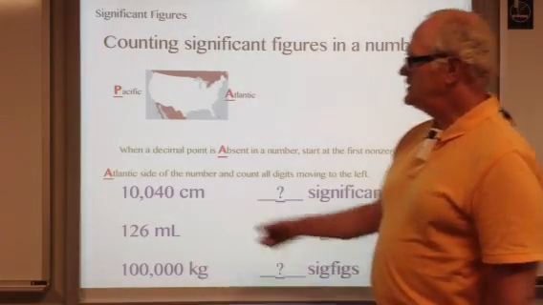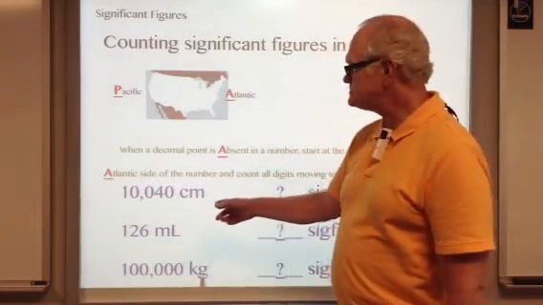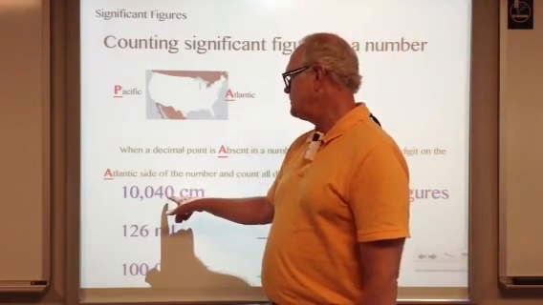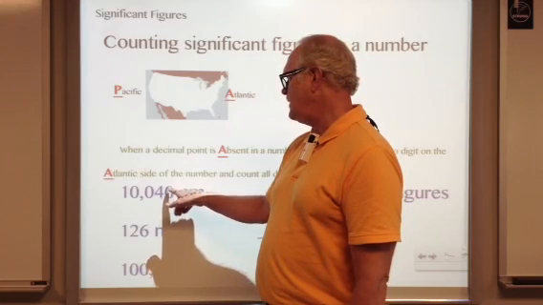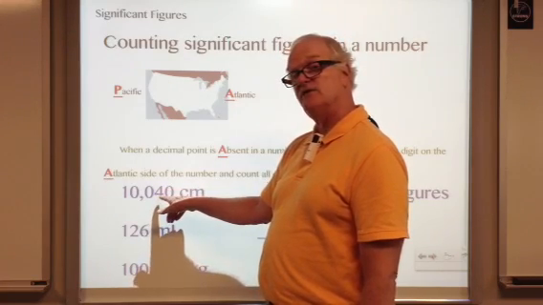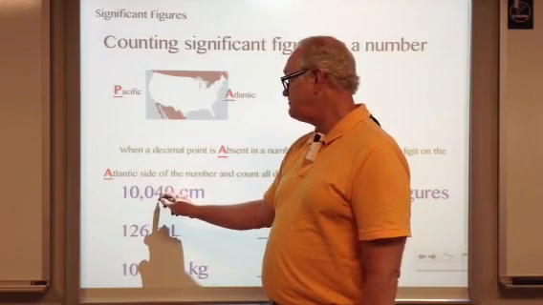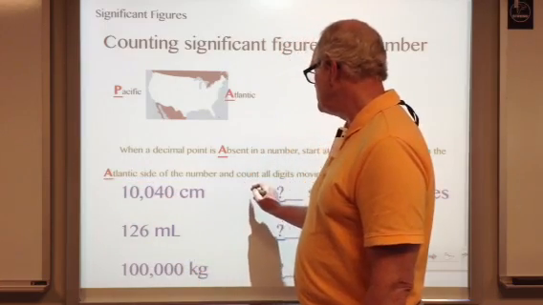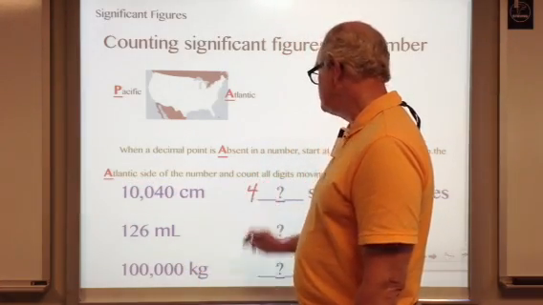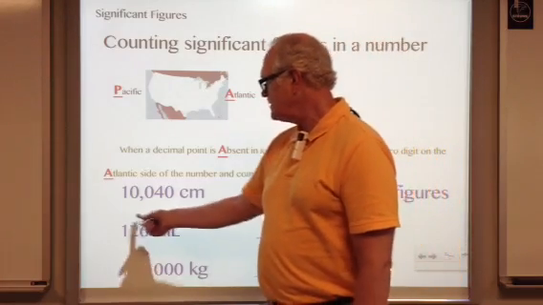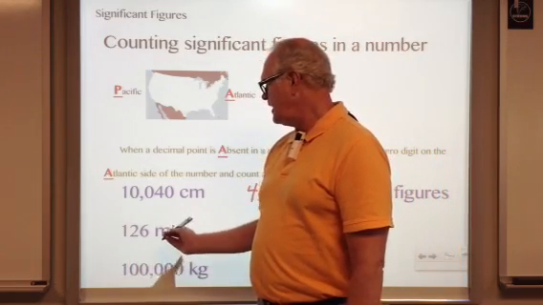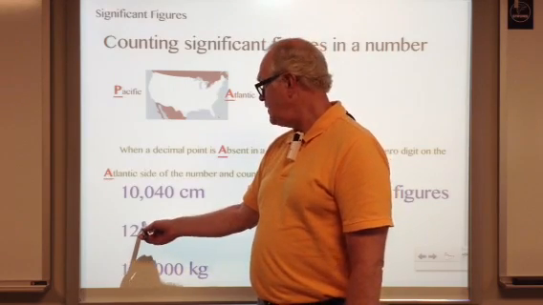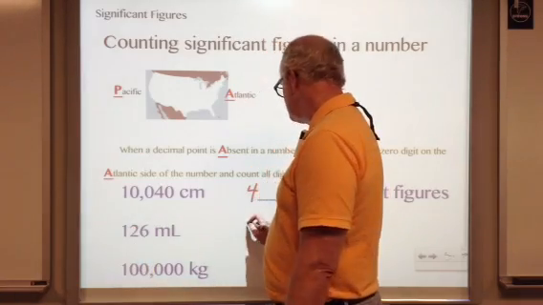All right, so here's a number that has no decimal point in it. So we're going to go to the right side, or Atlantic side of this number, and look for a non-zero digit. Well, that's 0. Here's a non-zero digit, the 4. So we're going to count the 4, and then we're going to count all the digits as we move to the left. So this number has 4 significant figures in it. No decimal point. On the right-hand side, or Atlantic side, the first non-zero digit is the 6. 1, 2, 3 significant figures.